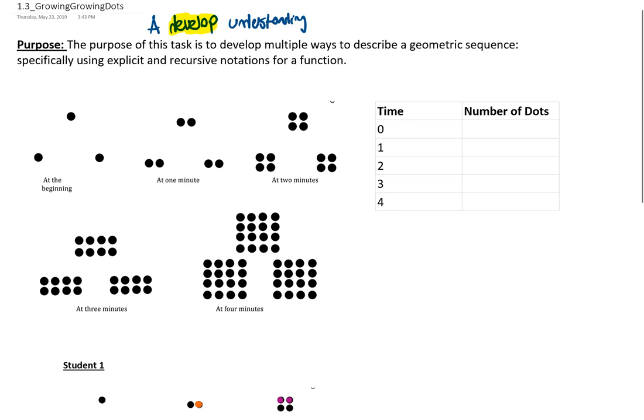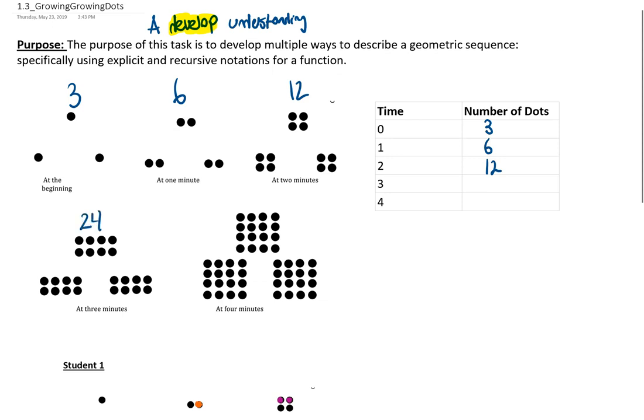Again, we have a series of dots and images representing those dots growing. But the way they're growing is a little different. So we have at the beginning three dots, then at 1 minute we have six dots, and then at 2 minutes we have 12 dots. So let's record this information on our table. At the beginning we had three dots, then six, then 12, and then we have 24 dots.